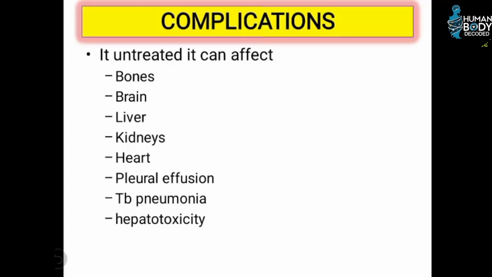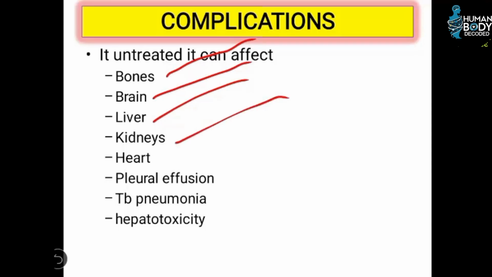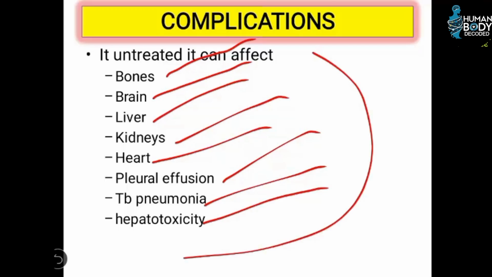Complications of TB. If untreated, TB can lead to serious health issues, including bone damage, brain infections, kidney or liver damage, heart problems such as TB pericarditis, pleural effusion, fluid around the lungs, TB pneumonia, hepatotoxicity, liver damage.